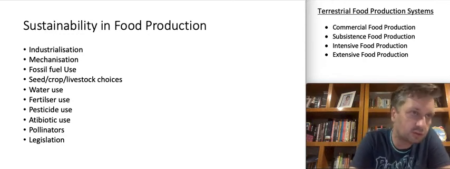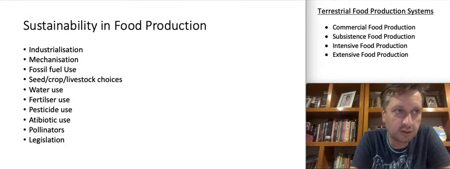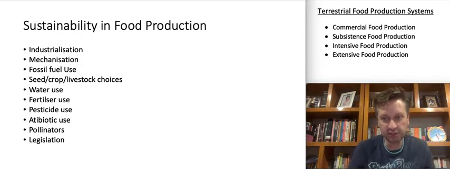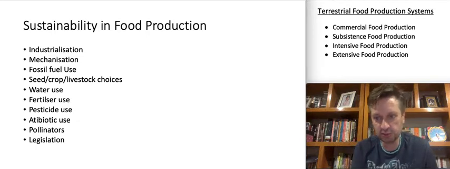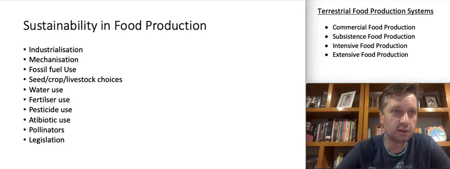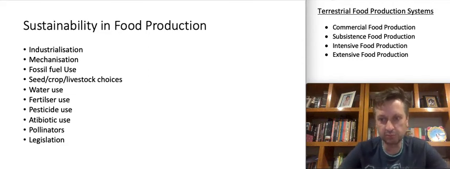Seed, crop and livestock choices. People in LEDCs have a diet generally based on cereals. In MEDCs we have a much more mixed diet, but much more meat-rich. But in LEDCs there is increasing consumption of meat, especially as they turn from true LEDCs to newly industrialized countries. I'm thinking there especially of people in China. Globally, for example, chicken consumption from the 1990s onwards increased by about 70%. And a lot of that is driven by increasing reliance on meat diets in China.